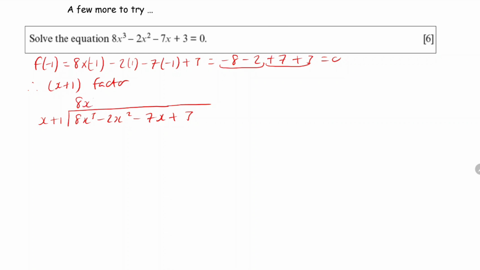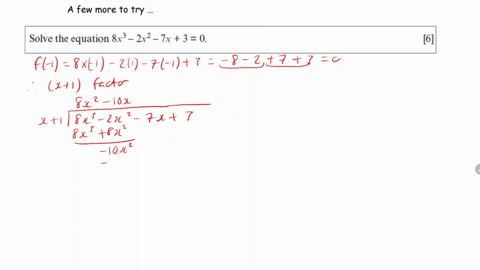x goes into 8x cubed, 8x squared times. 8x squared times by the x gives 8x cubed, and 8x squared times by 1 gives plus 8x squared. And we subtract: minus 2 minus 8x squared gives us minus 10x squared. Then we divide: minus 10x squared divided by x gives us minus 10x.